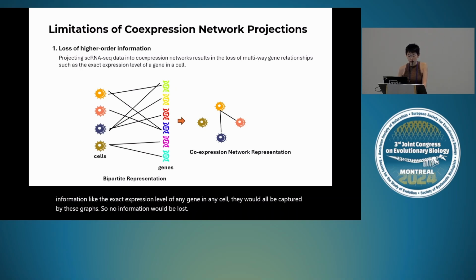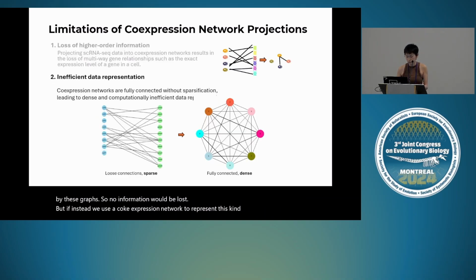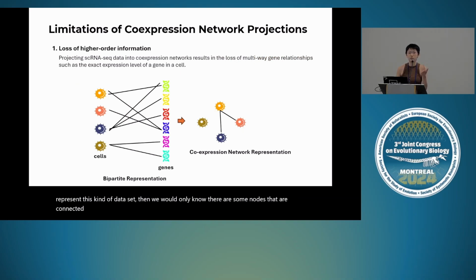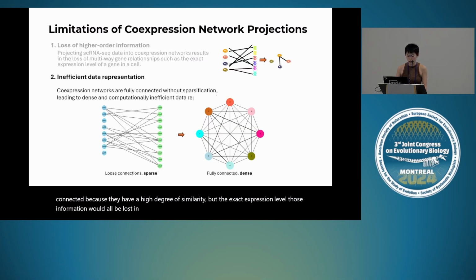But if instead we use a co-expression network to represent this kind of data set, then we would only know there are some nodes that are connected because they have a high degree of similarity. But the exact expression level, that information would all be lost in that projection.